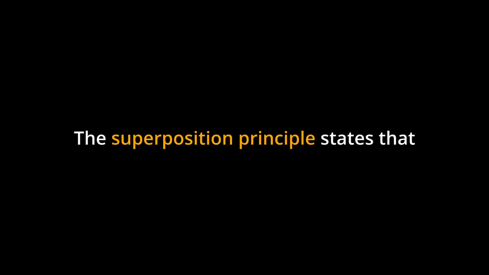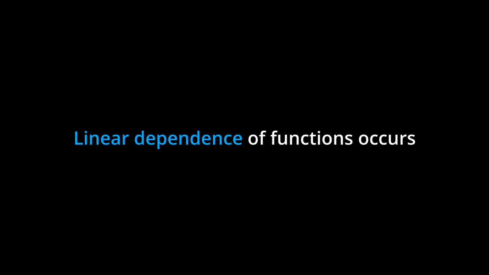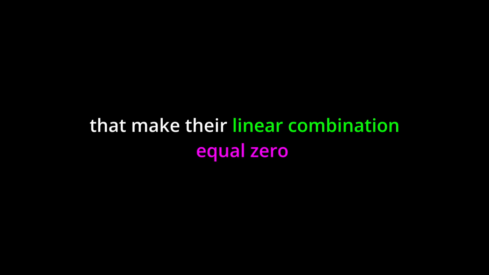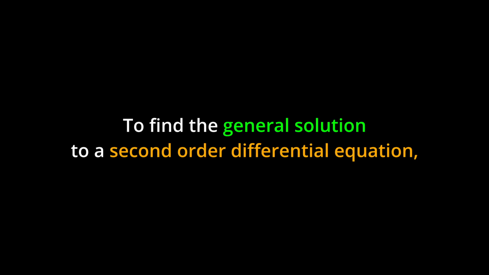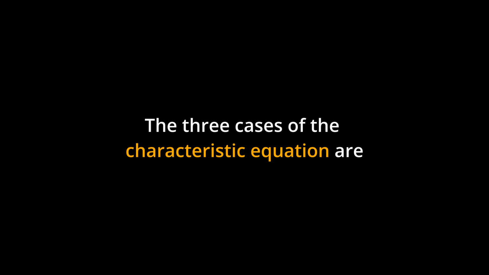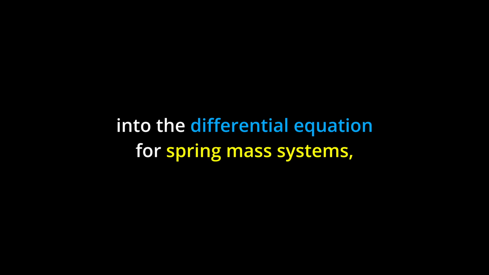Key points. The superposition principle states that any linear combination of solutions to a linear homogeneous differential equation is also a solution. Linear dependence of functions occurs when there exist constants, not all zero, that make their linear combination equal zero for all x over the interval of interest. To find the general solution to a second-order differential equation, it is necessary to find two linearly independent solutions. The three cases of the characteristic equation are distinct real roots, a single repeated real root, and complex conjugate roots. Damping forces can be incorporated into the differential equation for spring mass systems, resulting in damped vibrations.